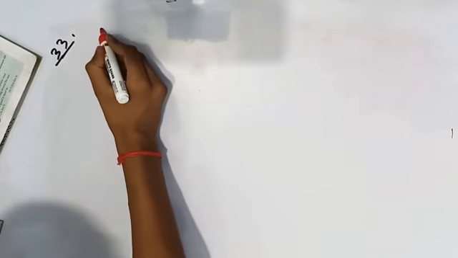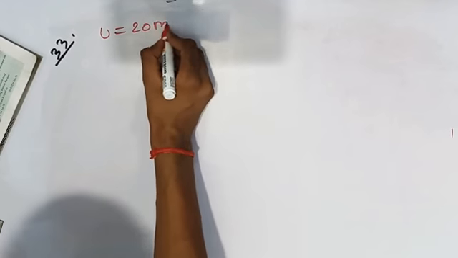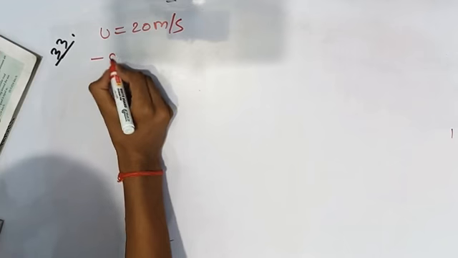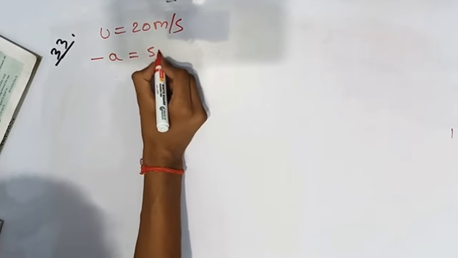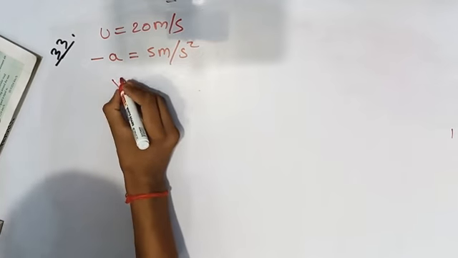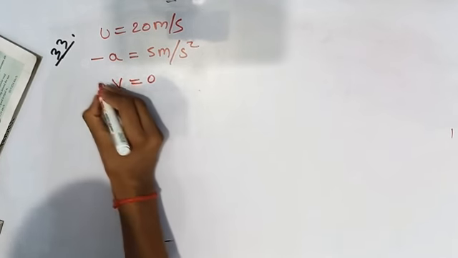So if a bus is traveling at 20 meter per second, means we can say that u is equal to 20 meter per second. Simple. And it is subjected to deceleration of 5 meter per second square, means it is having a deceleration. So we can say that negative acceleration, that is minus 5 meter per second square. Now what is it saying? How long will it take to come to rest? Means its final velocity will come to 0.